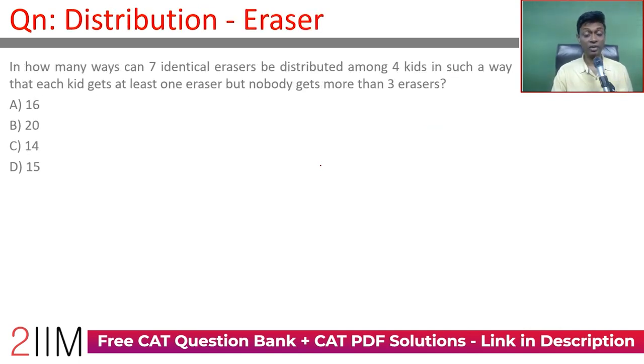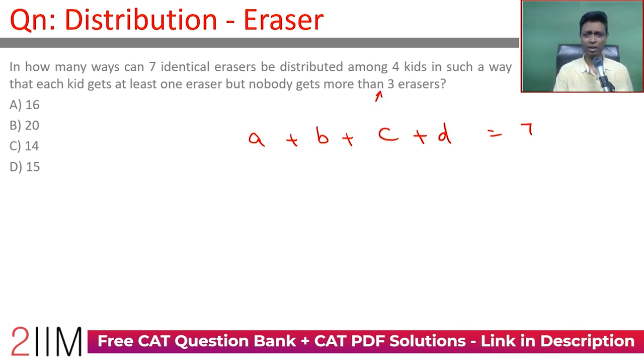In how many ways can 7 identical erasers be distributed among 4 kids in such a way that each kid gets at least 1 eraser, but nobody gets more than 3 erasers? So a plus b plus c plus d equal to 7. Each kid gets at least 1. That's natural numbers. Nobody gets more than 3 erasers.